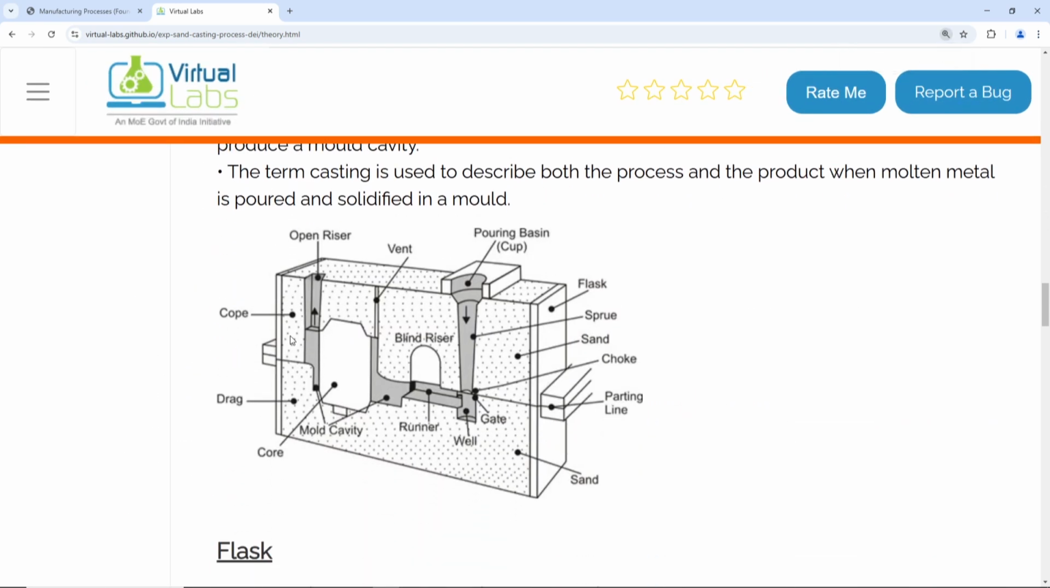You can see we have the riser system here. This is the cope and drag; the upper part is the cope, the lower part is the drag. The cope and drag system is the only one we are going to learn in this experiment. So we have the riser system here, the gating system as we call it: the riser, the sprue, the gate design, all those parts are here.